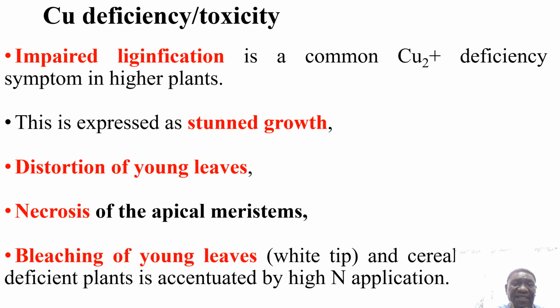Now, copper deficiencies or toxicity. Impaired lignification is a common copper deficiency symptom in higher plants. This is expressed as stunted growth, distortion of young leaves, necrosis of apical meristems, bleaching of young leaves, white tip, and in cereals, deficiency is accentuated by high nitrogen application.